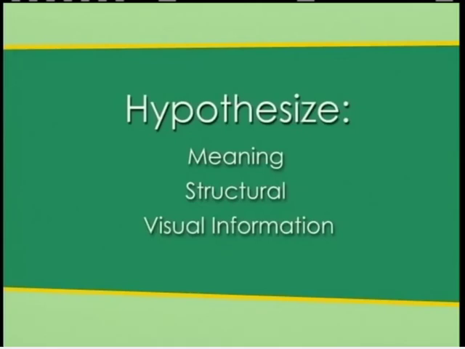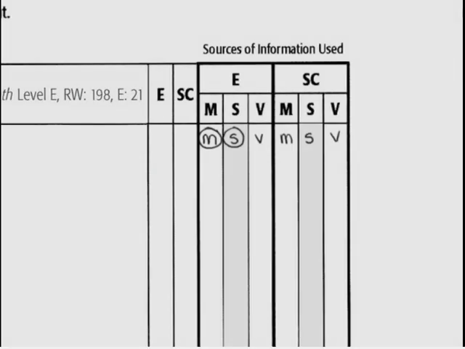If possible, limit yourself to the one thing that most likely sent the reader back to check further. When you decide which of the 3 sources of information probably sent the reader back, circle the appropriate letter in the column for that source of information in the self-correction section. The other letters will remain uncircled. As you do this work, begin to look for patterns in the reader's ways of responding.